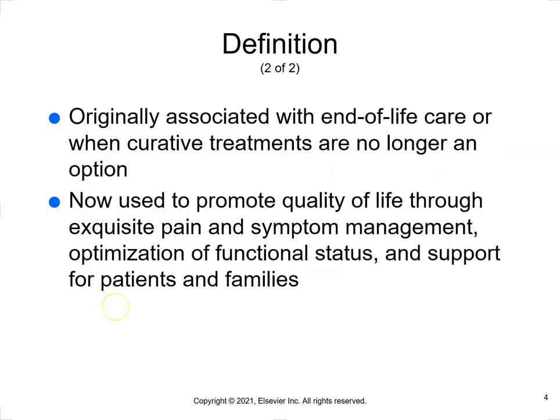When we look at the definition, originally it was associated with end-of-life care or when curative treatments are no longer an option. And again, if we look at palliative care versus hospice, you'll be able to understand and differentiate the difference. Now it's used to promote quality of life throughout the pain and symptom management. We're going to look at the individual's functional status. And again, we're going to support the patient as well as the family.